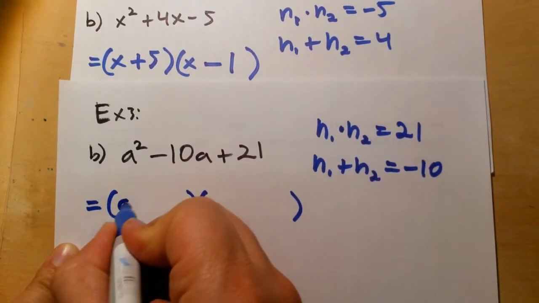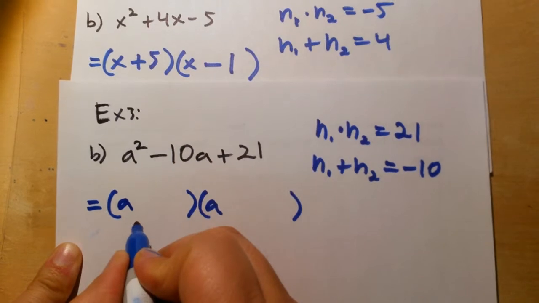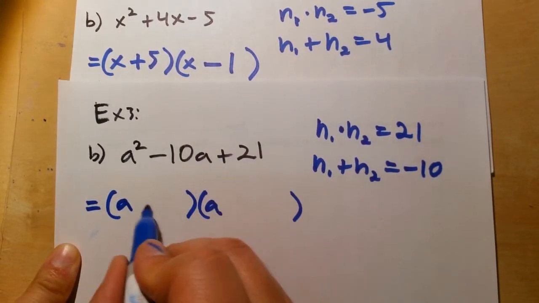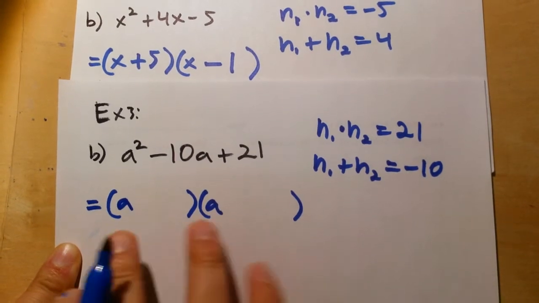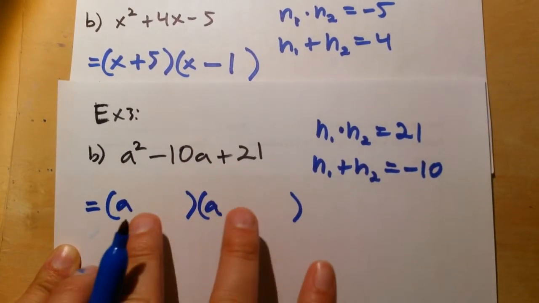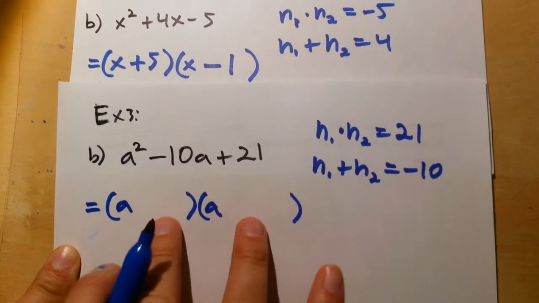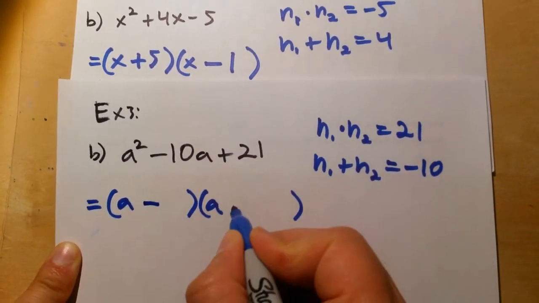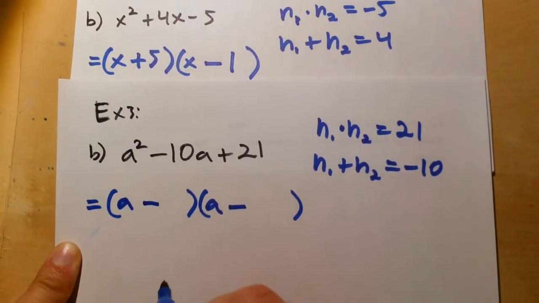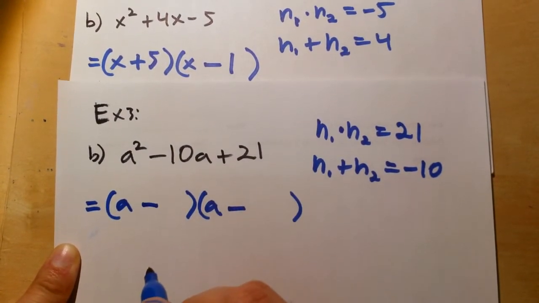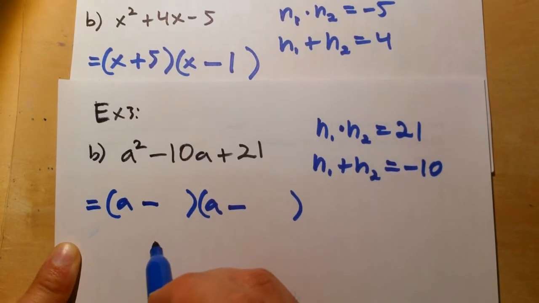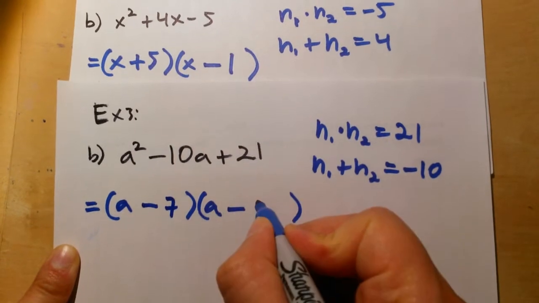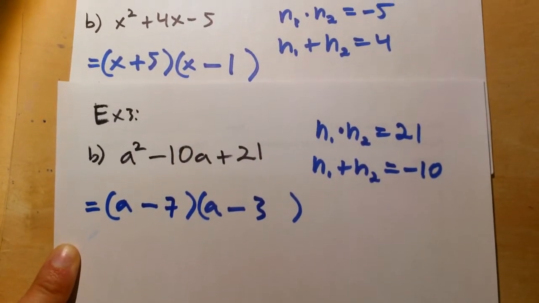Well, a and a to get a squared. The product will have to be positive, so that means both of these numbers will have to have the same signs. Either both positive to get a positive product, or both negative. Now we know that the sum will have to be -10, so these two numbers most likely will both be negative. Now what two numbers will give us 21? So 7 times 3 gives us 21, and when we add them, we can get -10.